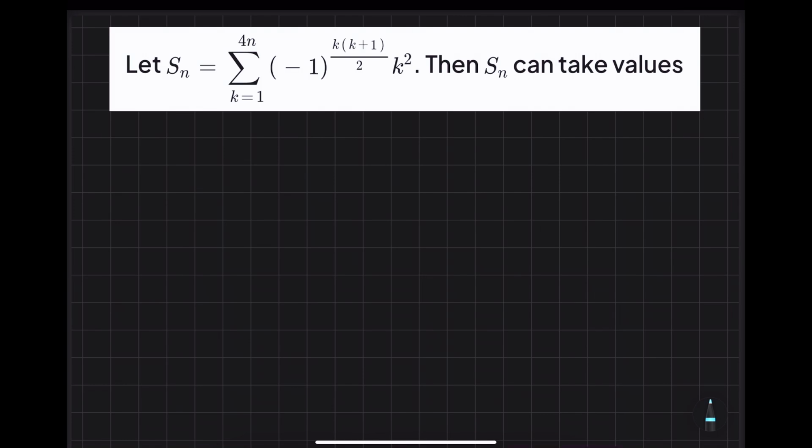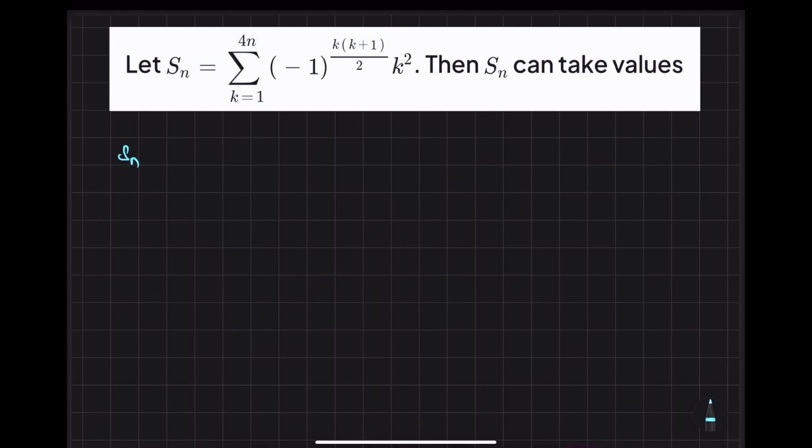So, we got a wholesome new problem which says let Sn equal this, k starts from 1 to 4n, and this is this. Then Sn can take values. In the options, they have given you so many situations which you have to check whether they are correct or wrong. But still we have to solve this situation first. Now this question is very unique, so please have some patience and try to understand the concept behind this.